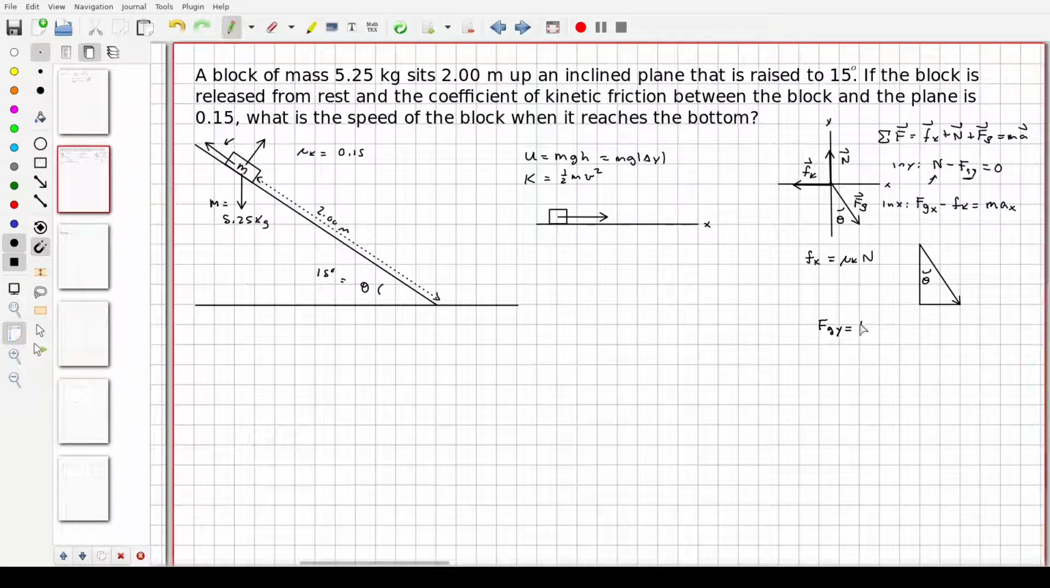So what I see here is that F_Gy is going to equal F_G times cosine of theta. And if I rewrite that, that's mg cosine of theta. Now, I'm going to plug this in here, because that tells me what the normal force is, right? So what that means is that my frictional force here looks like mu sub k mg cosine of theta.